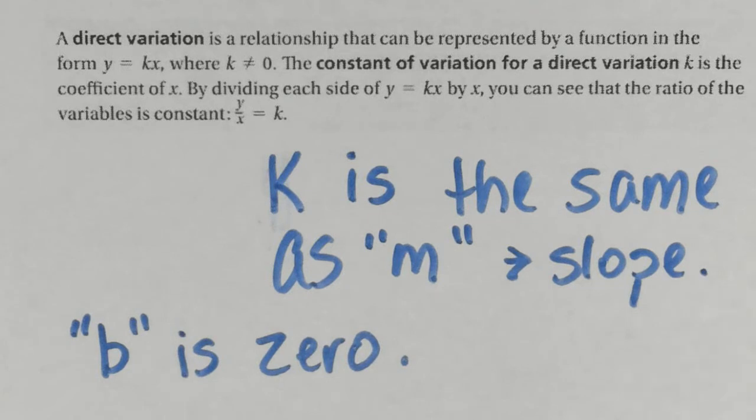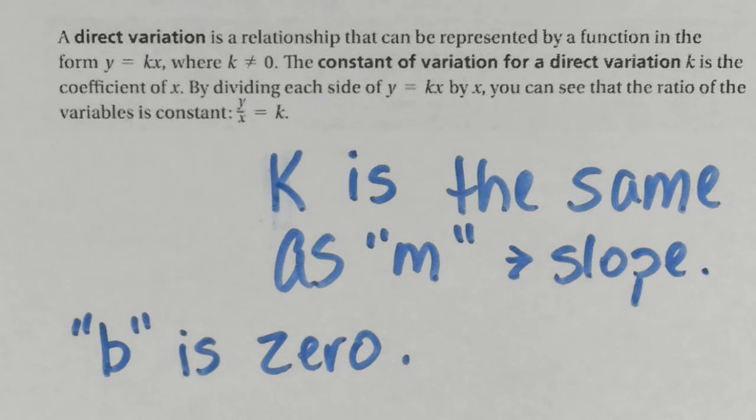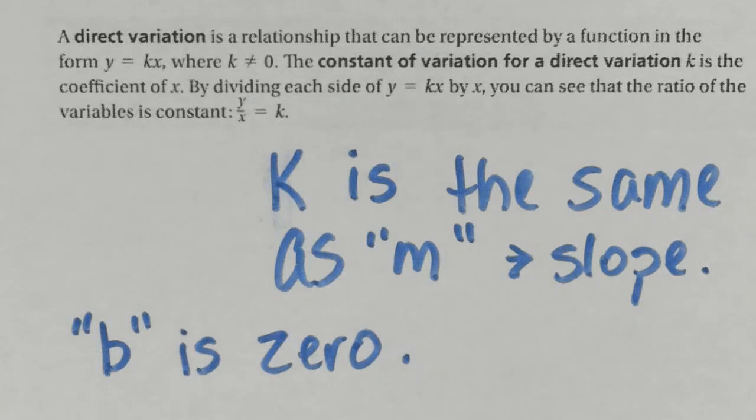They can't cross on the y-axis at a positive or a negative number. They have to cross right in the center. That's why I said these are actually easier, because you don't have to count up to your b or down to your b. You just start at the 0 and then they're not direct variation because they're not going to cross the 0.